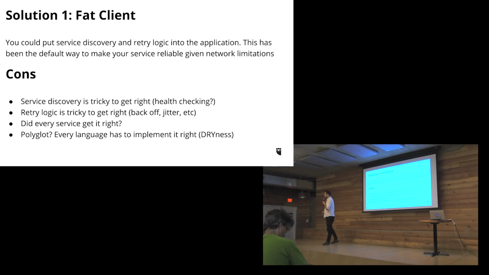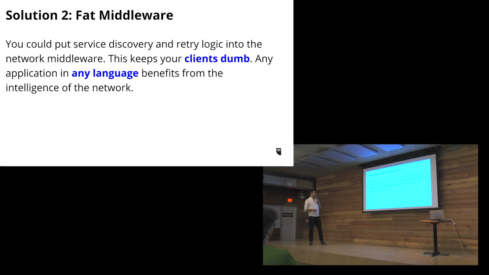Initially you would think, well, I'll just look up my service in DNS and I'll just do a retry in a for loop. But actually, it gets really complicated. So another solution is the fat middleware approach, which is putting that logic of, say, service discovery and retries and more advanced logic into the network middleware. And that's what a service mesh is, and we'll get into that. That keeps your clients dumb and very simple. They don't need to encode a lot of the logic inside of them. And any benefit that you put into this middleware, all languages will get the benefit of it.